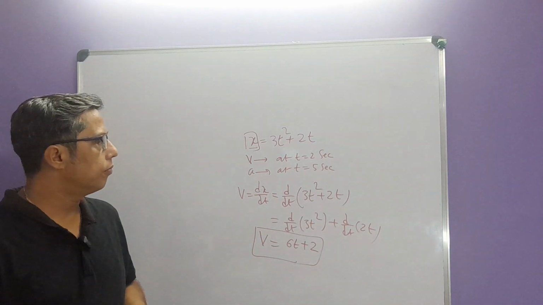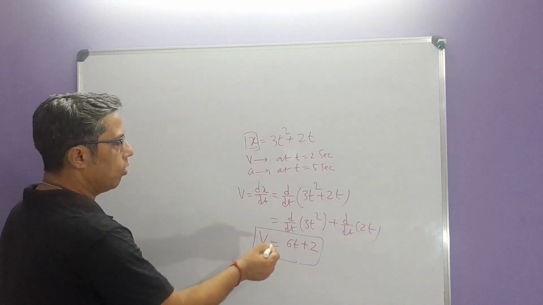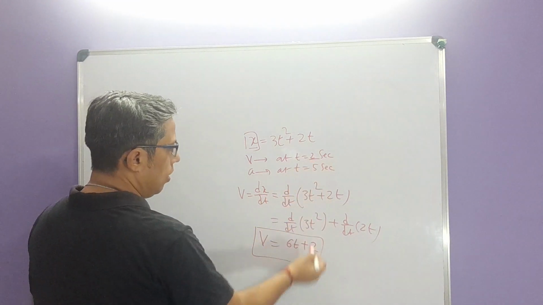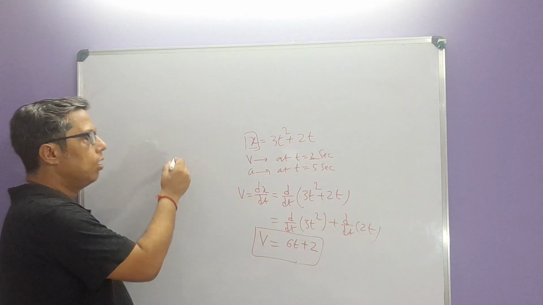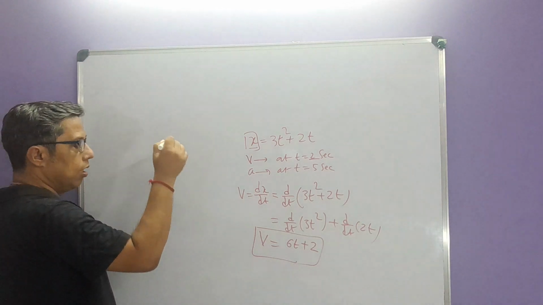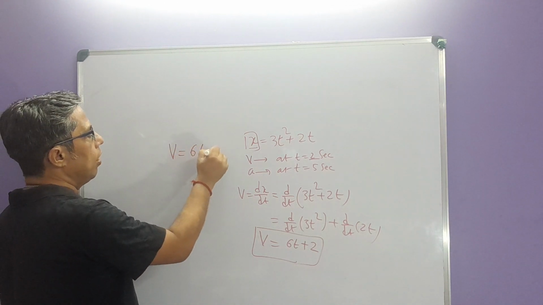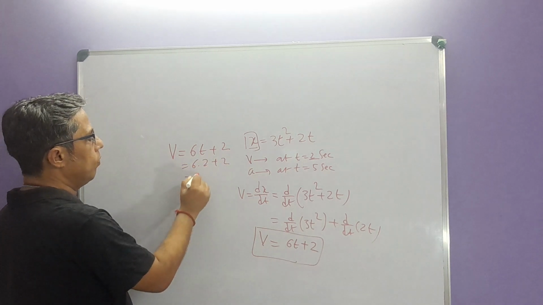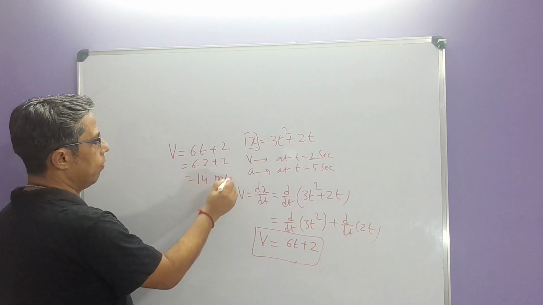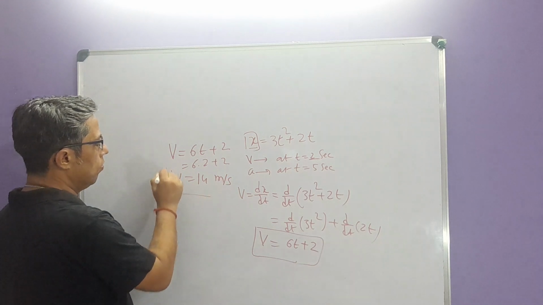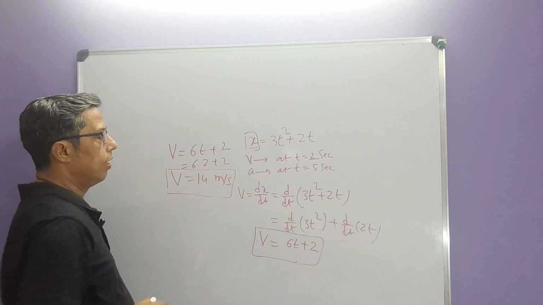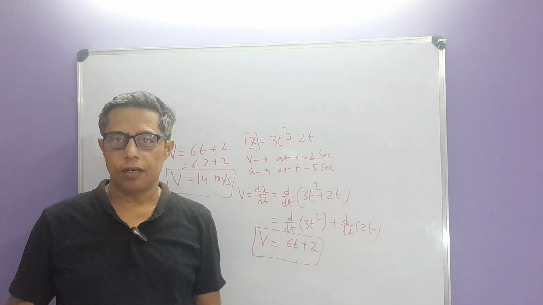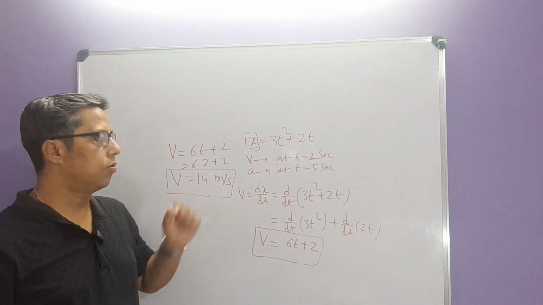Now, what will be the value of velocity at time t equal to 2 seconds? So v will be 6t plus 2, that means 6 into 2 plus 2. So it will be 14 meters per second. This is the velocity at t equal to 2 seconds. This is the way you have to solve it.